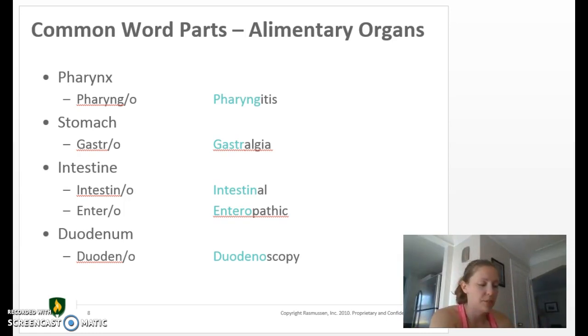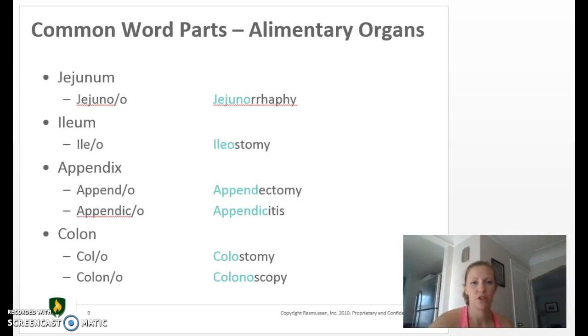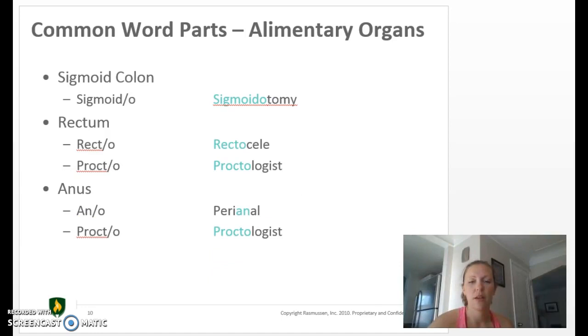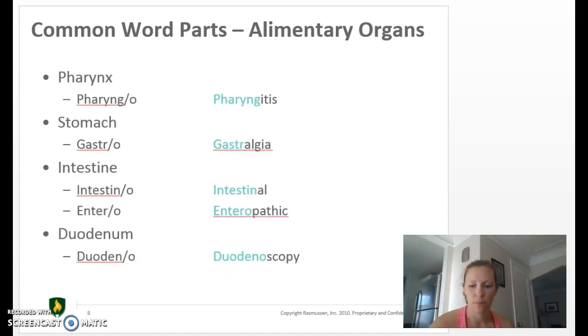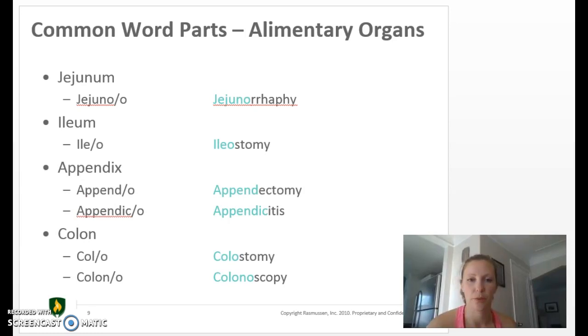Stomach is gastro, we've seen that before, so that should be familiar. Intestine, it might be simple, intestinal, or we might use entero. So an example there would be enteropathic. Duodenum is pretty simple as well. We just add the O at the end of duoden. So duodenoscopy would be a scope, or looking at the duodenum with a scope. Then we have the jejunum, same thing there. Oops, too fast. The jejunum, so jejuno. There we go. Gosh, my arrows were going crazy. Ilio, same thing. Ileostomy is the word we're looking at.